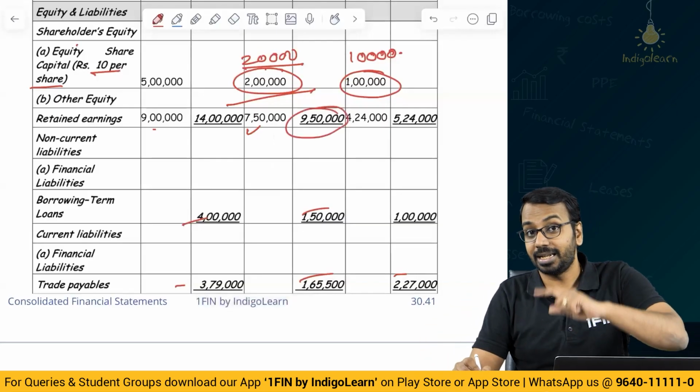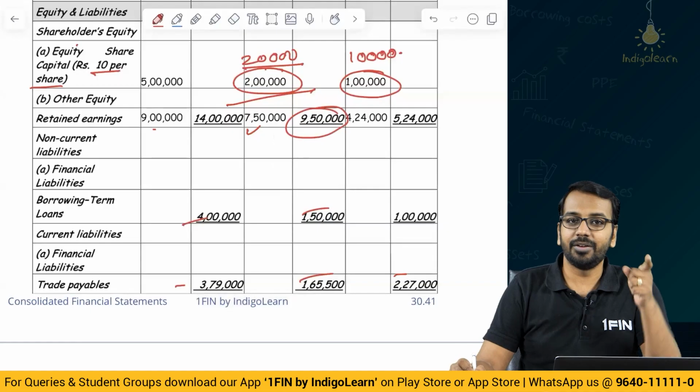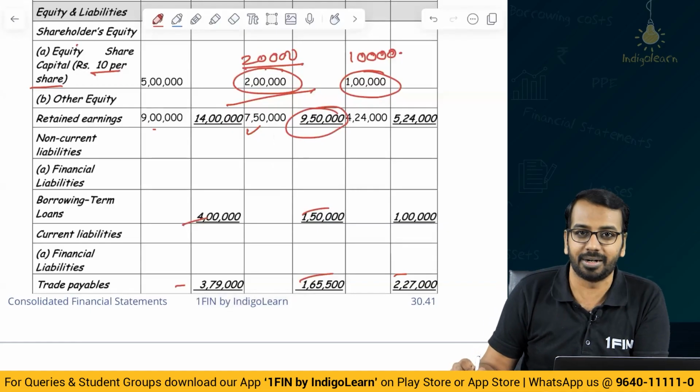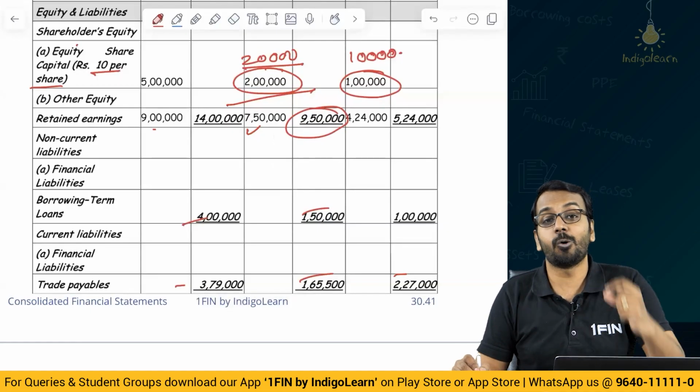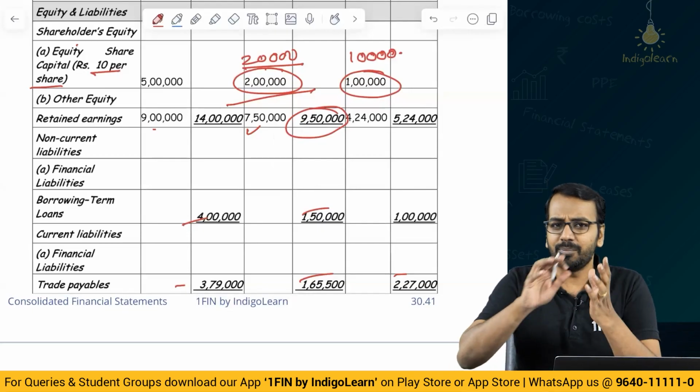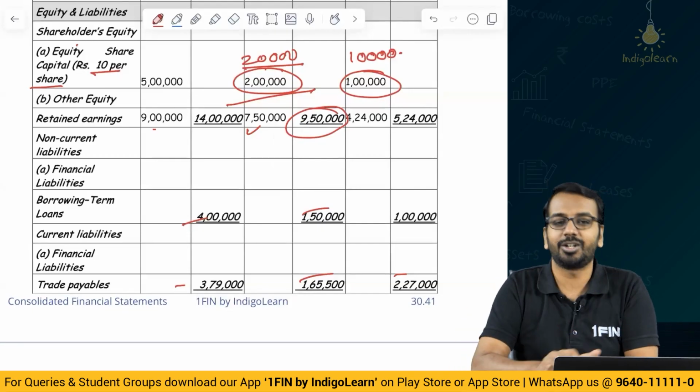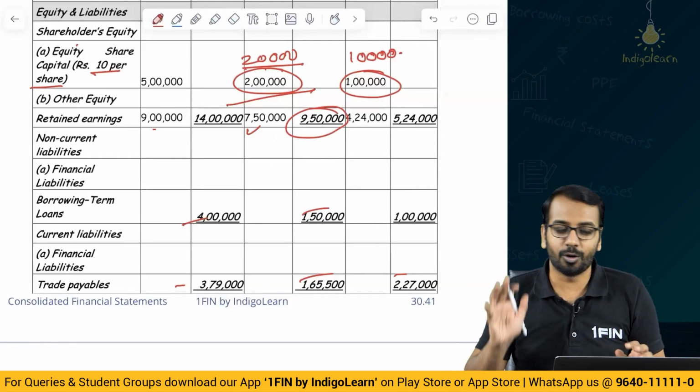So, please understand that point that I am trying to tell you here is, even if I make the bonus issue related adjustment, it will not impact my total shareholders equity. I am simply moving from one bucket to another bucket. I hope that is clear.